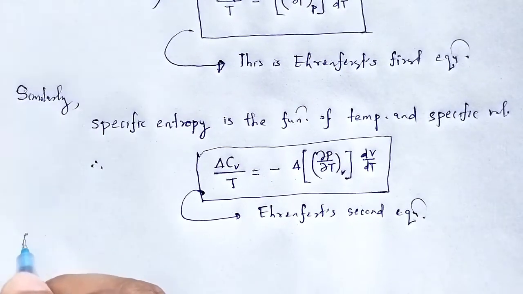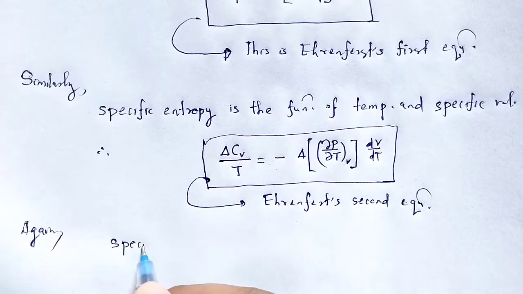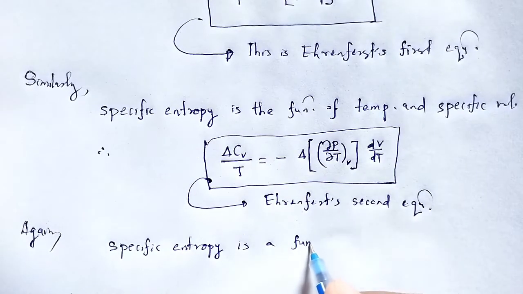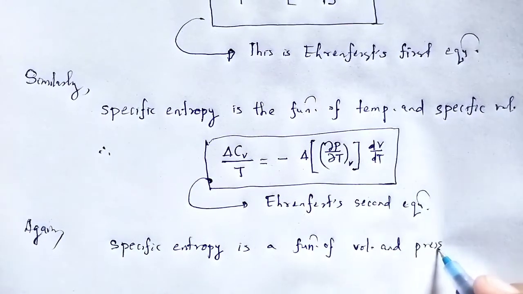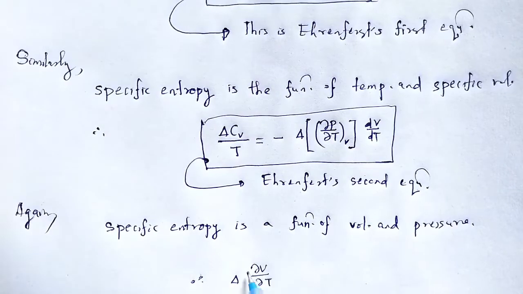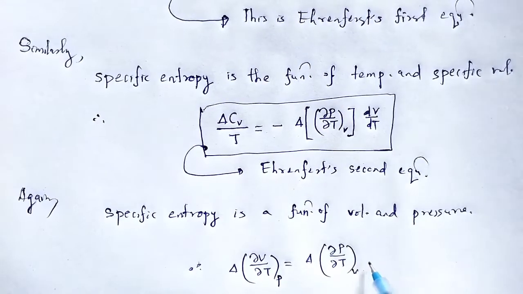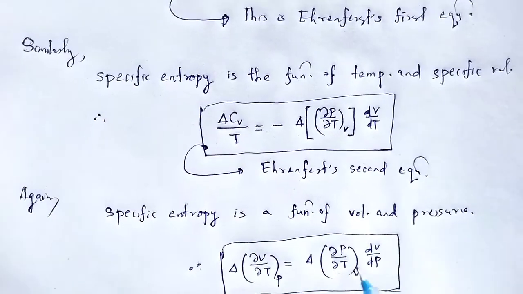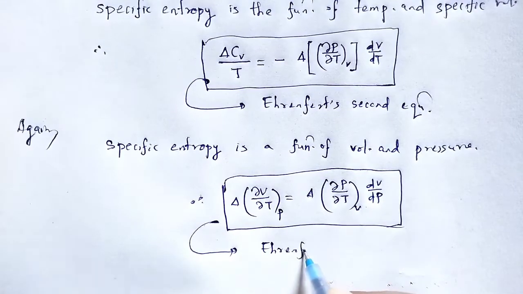Again, if we take specific entropy as a function of volume and pressure, then that equation changes to, that is del V by del T at constant pressure is equal to del P by del T at constant volume dV by dP. This is the Ehrenfest third equation.